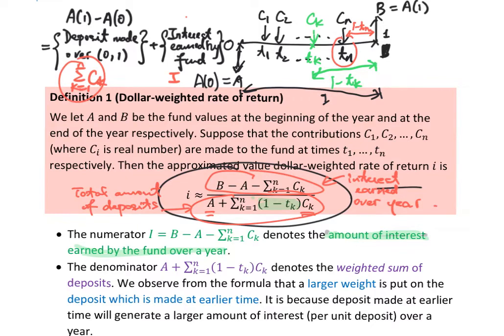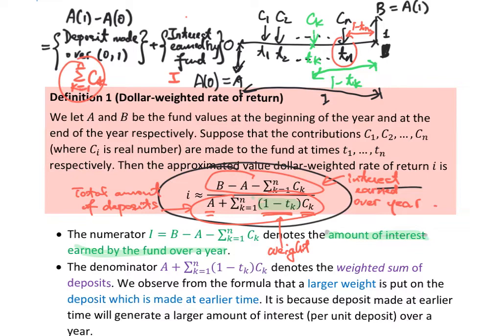Okay, so in order to measure this interest rate better, what we do is adjust each amount by adding this additional weight. So this 1 minus TK can be regarded as the weight we assign to each deposit. And if the deposit is made earlier, then we give a larger weight because it stays in the account for a longer period of time. So this is the basic structure of this dollar weighted rate of return.